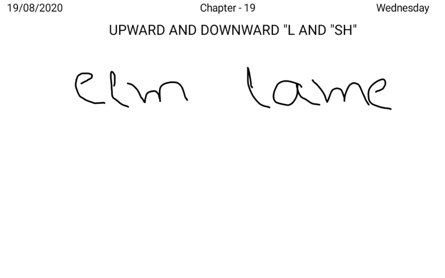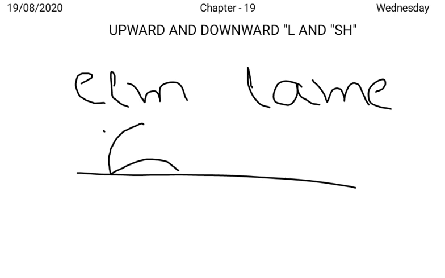Elm, L is attached to horizontal stroke. Before L there is preceding vowel. We have to write downward L and M. Lame, L is attached to M horizontal. Before L there is no vowel. We write upward L. So that we can distinguish between the two words elm and lame.